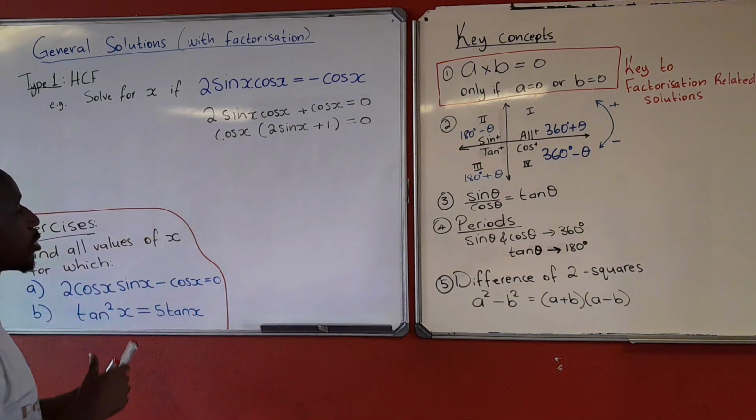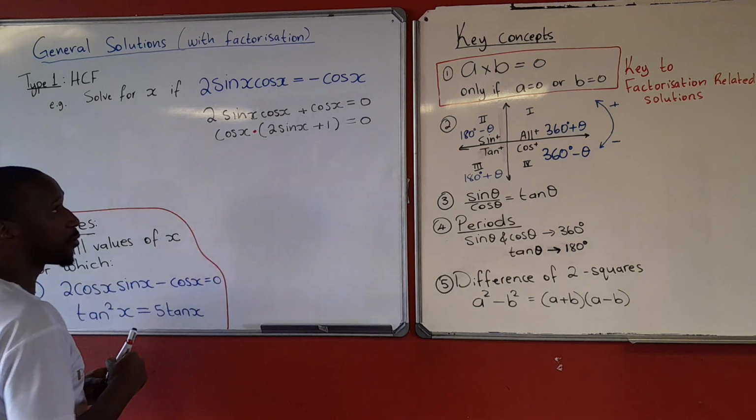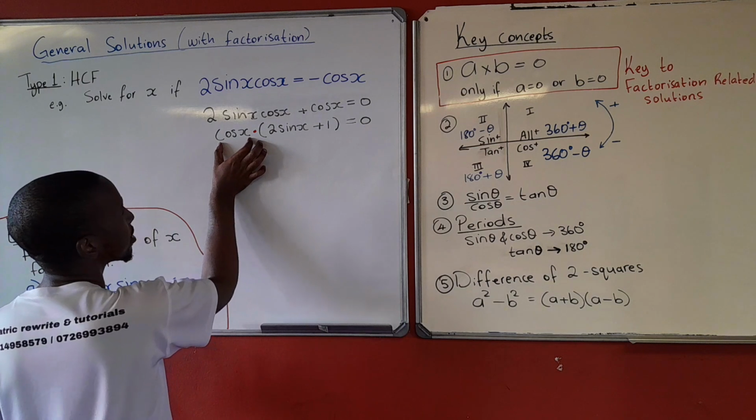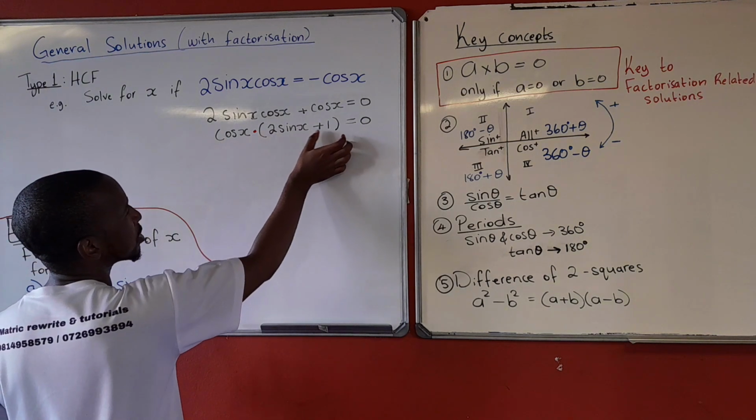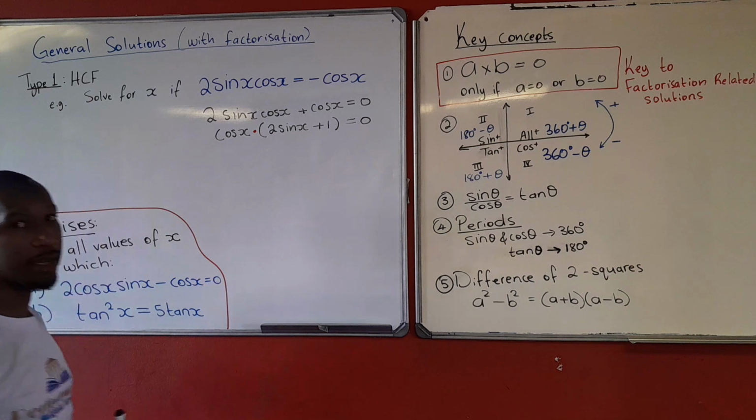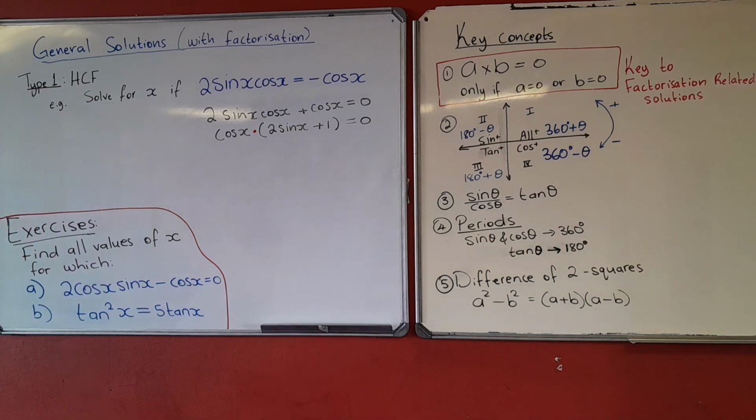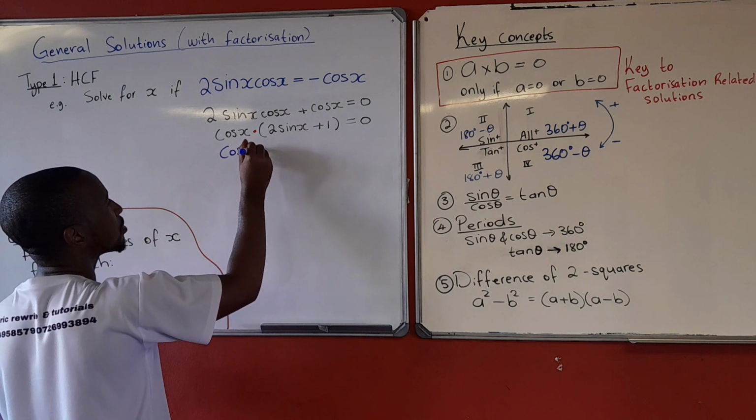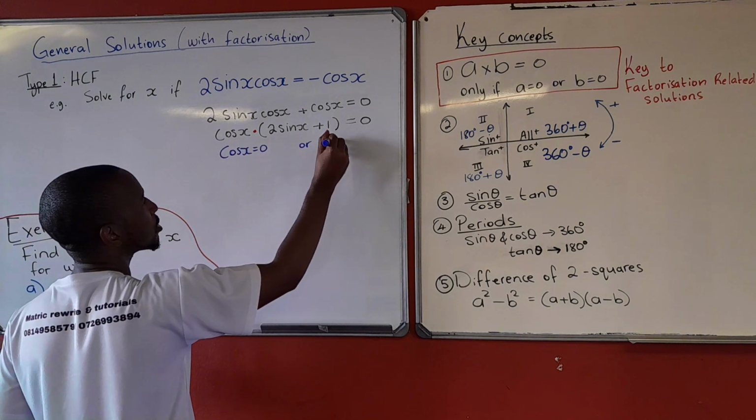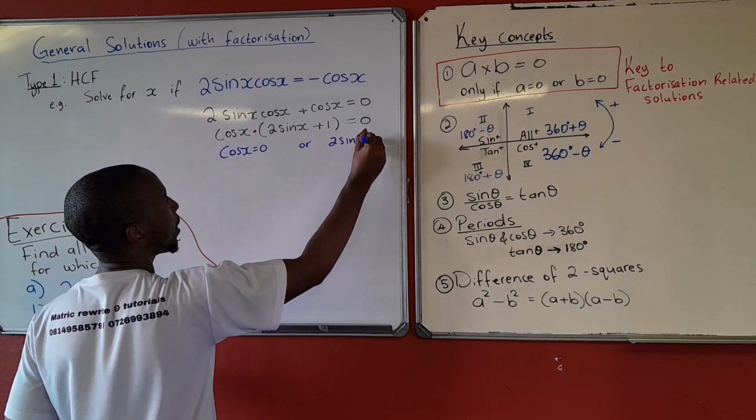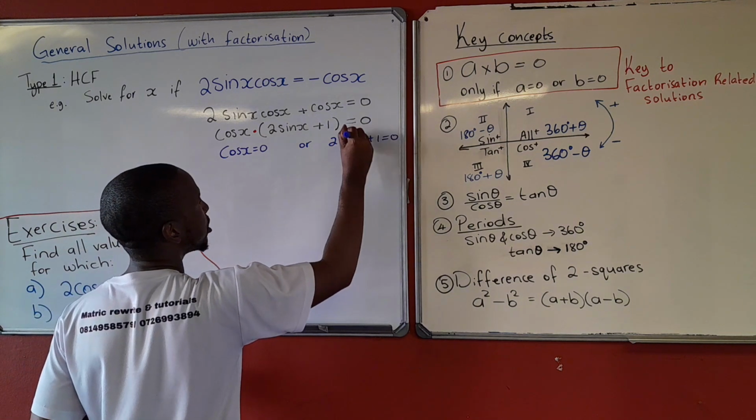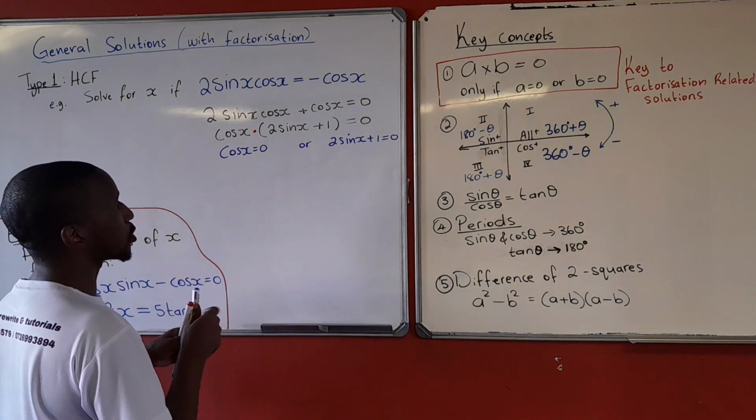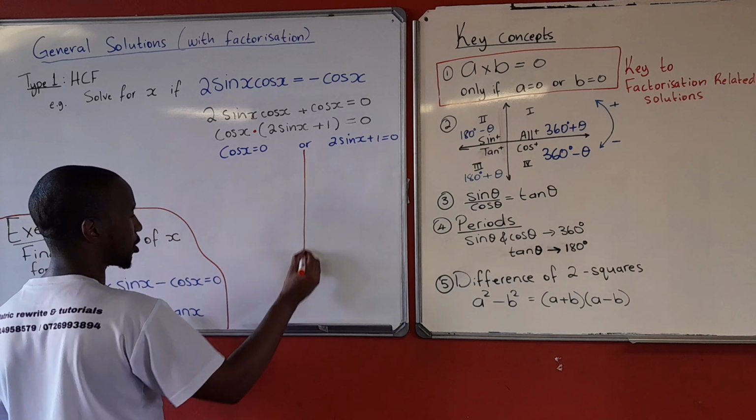So here, just take note that this is multiplication. Therefore, we are currently at this situation. We have an expression, cos x, times another expression, 2 sine x plus 1, equaling 0. So what does that mean? That means that cos x must be 0, or 2 sine x plus 1 must be 0, as per the fact we had. Now, this leads us to solving two different equations.